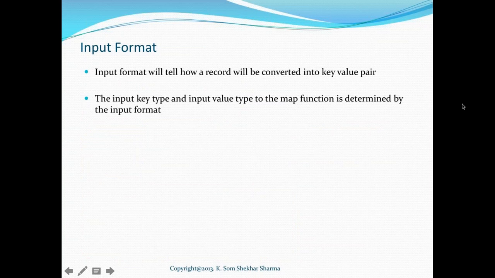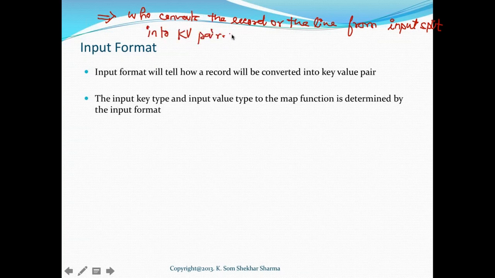Now, I would like to remove that assumption. The assumption is basically who converts the record into a key value pair. So the question is: who converts the records, or the lines, from the input split into key value pairs? The name of the one who does this job for us, converting the record into a key value pair, is the input format. And input format has internally one other component, which is known as a record reader. The name itself says that this record reader reads the record and converts the record into a key value pair.